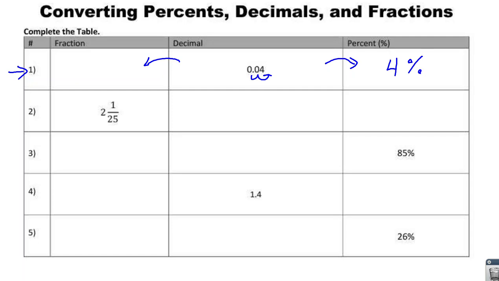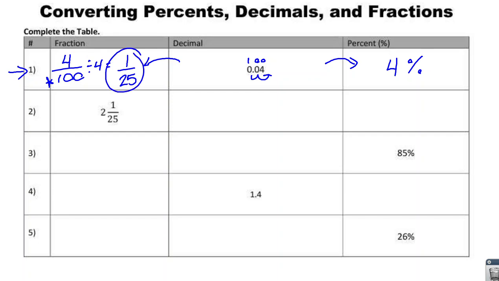And then to turn it into a fraction, we look at the place value. So that's 4/100ths. We could also look at the percentage and say, okay, we know a percent's out of 100. 4 out of 100 from my percentage. I didn't even have to look at the decimal. Now always make sure you simplify. So this one divides by 4, and I can get 1 over 25.